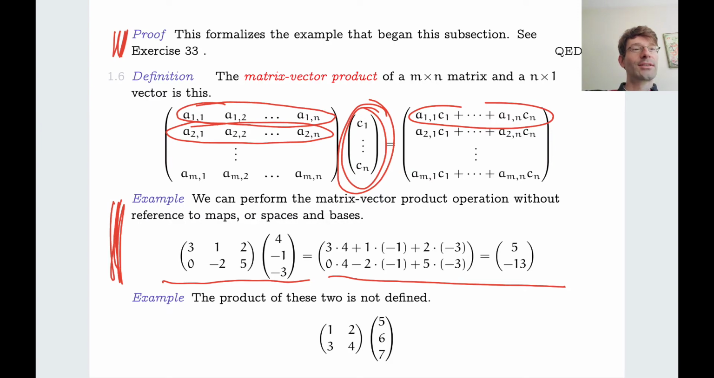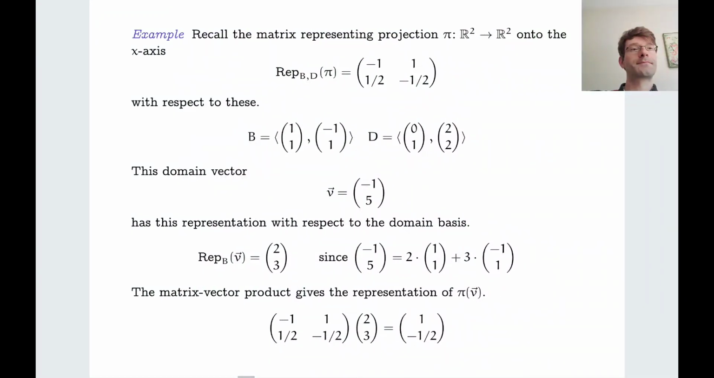The product is not well defined if the number of columns of the matrix is not equal to the number of entries of the vector. So it's only defined if the number of columns of the matrix, here n, is equal to the height of the vector. So this is not defined.